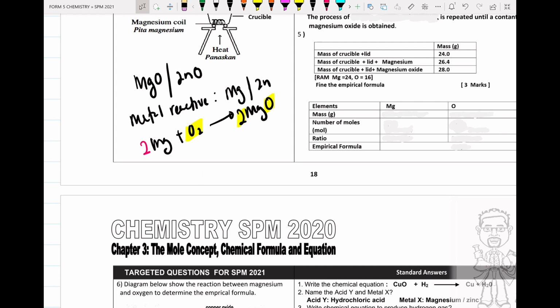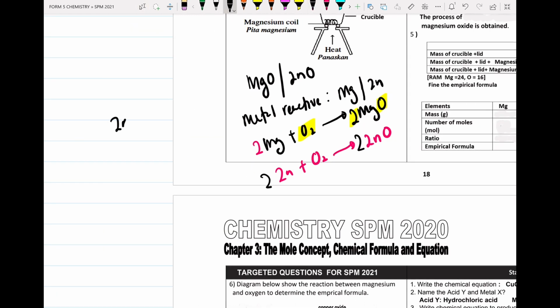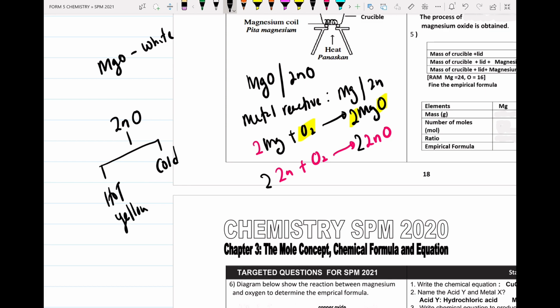If let's say in the exam they give zinc, zinc reacts with oxygen, so we will get zinc oxide. How to balance? Put 2 here, 2 here. And always remember this one, zinc oxide and magnesium oxide are white color powder. Zinc oxide when hot and when cold: when hot it will be yellow color, when cold it will be white color powder.